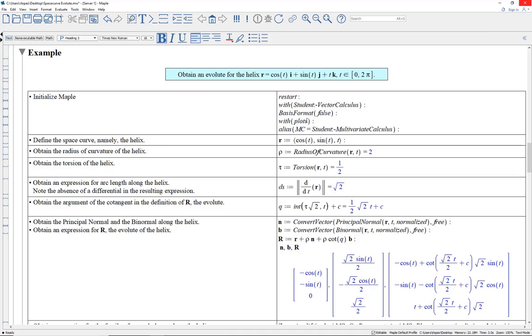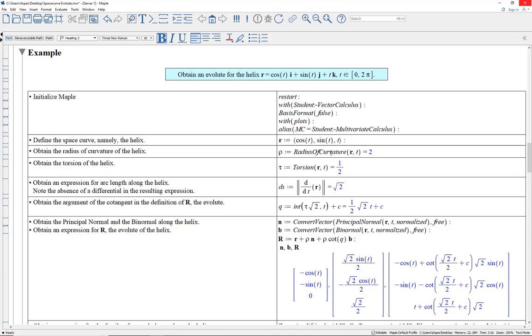So here's my Maple stuff. I do a restart. I bring in the student vector calculus package. I like my vectors to be drawn as column vectors, not sums across basis vectors. This is a sum across basis vectors, which I find much harder to read than a column vector. I'm going to draw pictures, so I do plots. And I need something from the student multivariate calculus package, but these two packages have a bit of a clash. So I simply refer to commands in that package by aliasing the long name to the capital MC. So here's R, my helix.